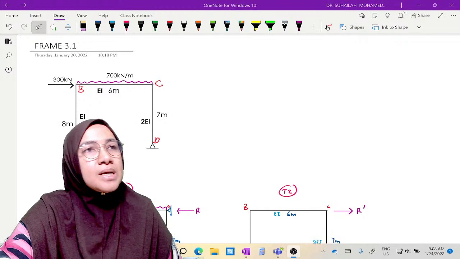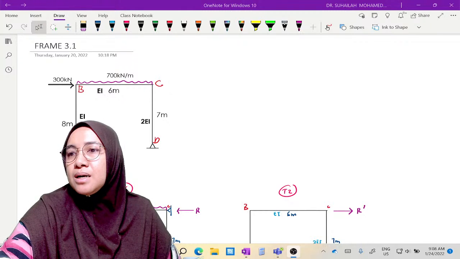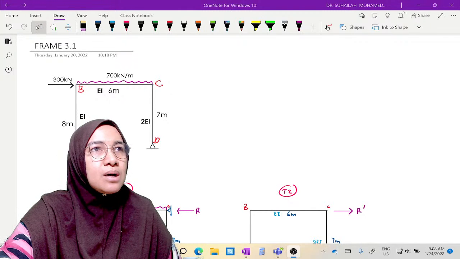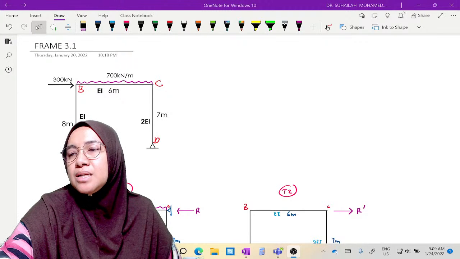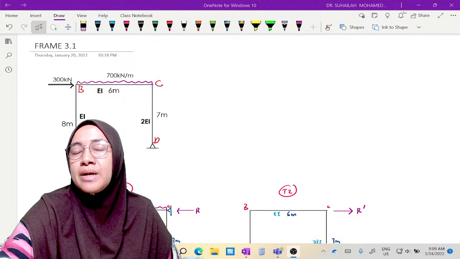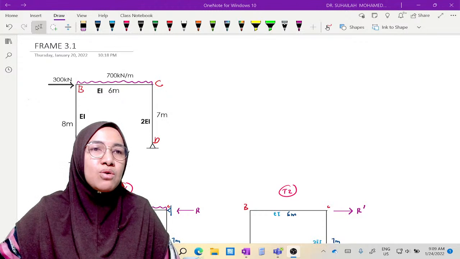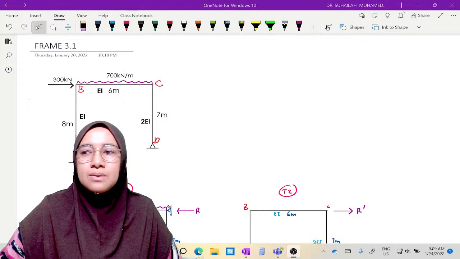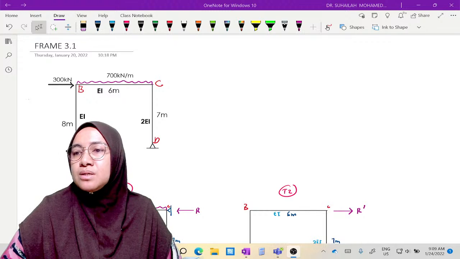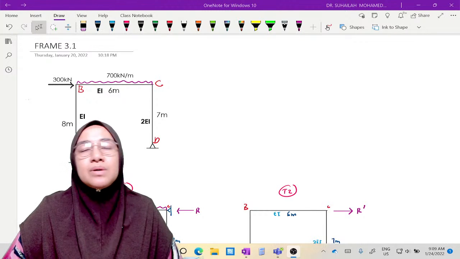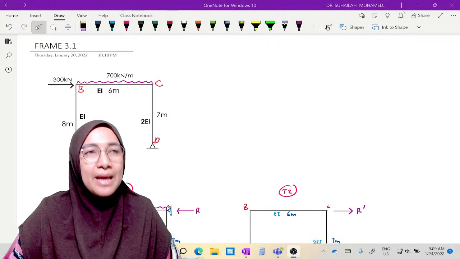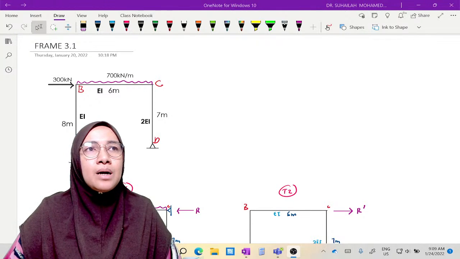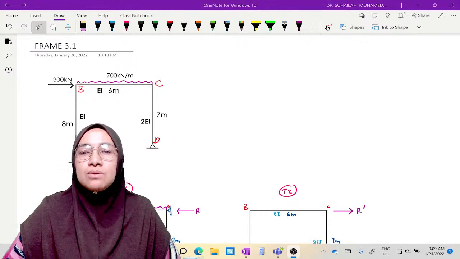Okay, today I want to discuss frame with side sway. I actually don't want to focus on the explanation, but I want to focus on the example. Okay, means how to solve MDM frame with side sway problem.